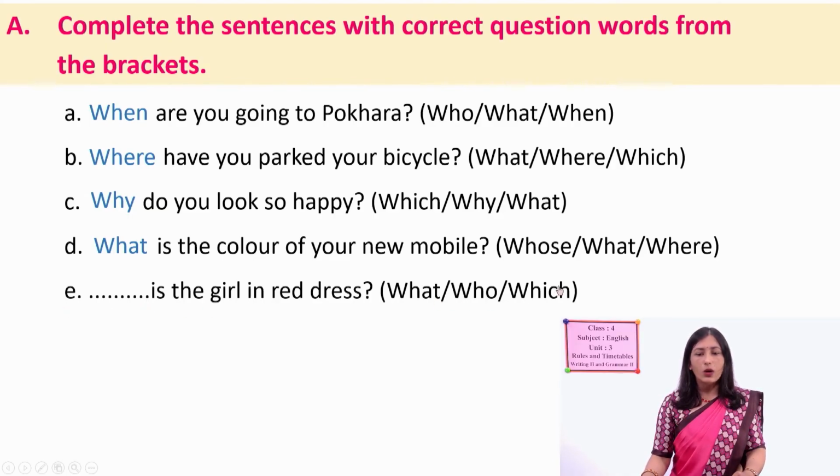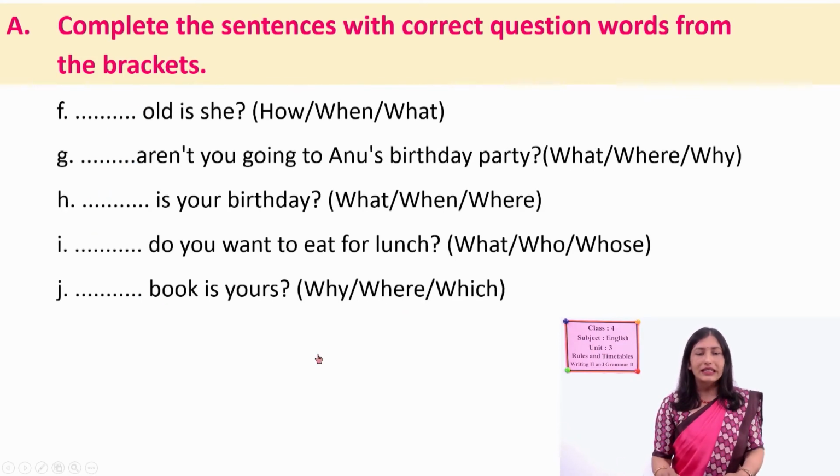What, who, or which is the girl in red dress? Remember, the girl. Yes, a person. So we use who. Very good. Well done, dear students. Who is the girl in red dress? In the same way, you can do other exercises as well.